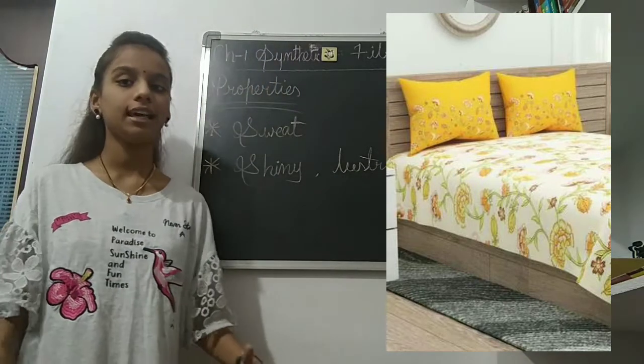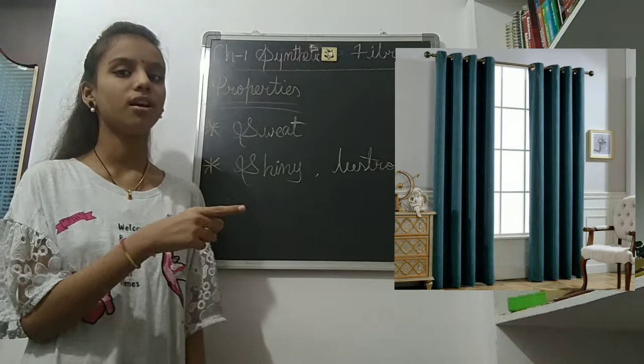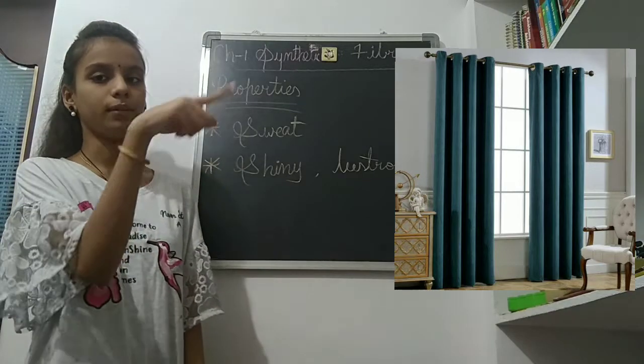Next, cortex. It is also shiny and lustrous. So, cortex is also a rayon process. This is the cortex.